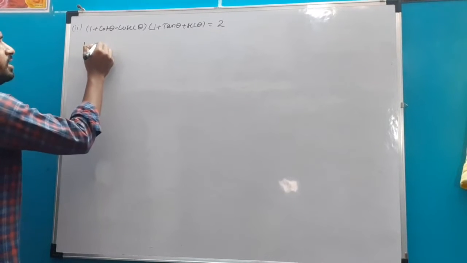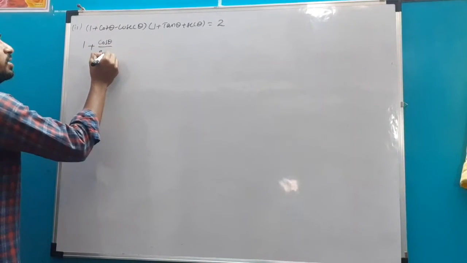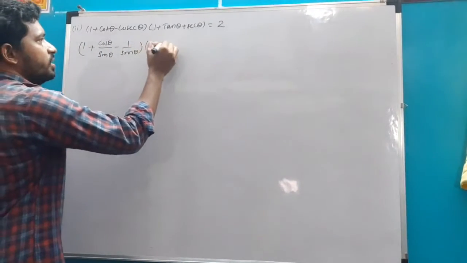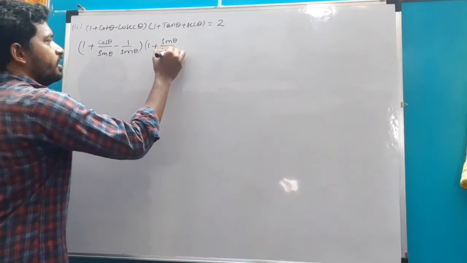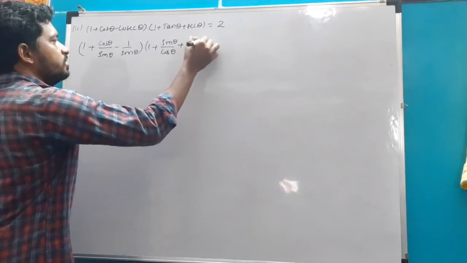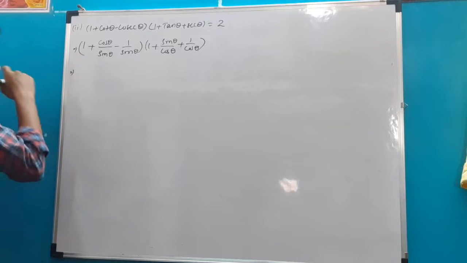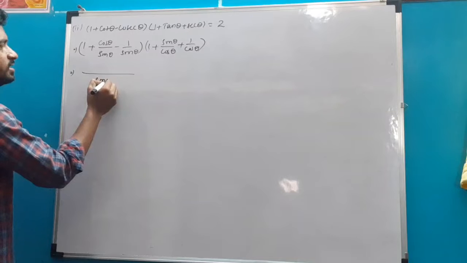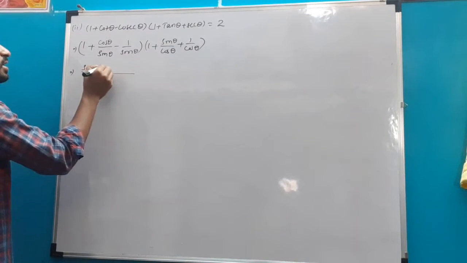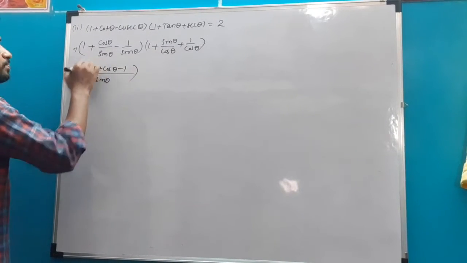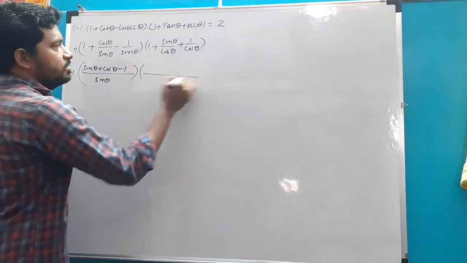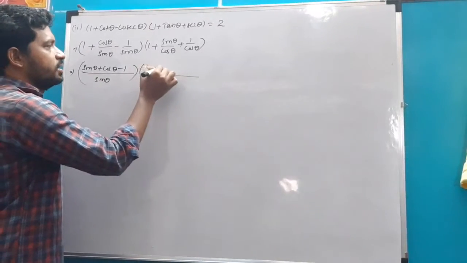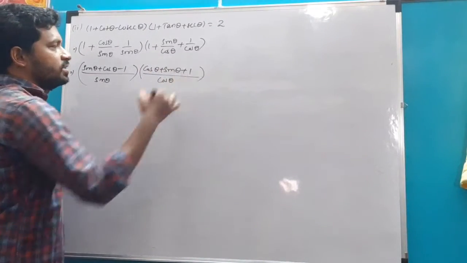So 1 plus cot theta can be written as cos theta by sin theta, and cosecant theta can be written as 1 by sin theta. Here 1 plus tan theta is sin theta by cos theta, and secant theta is 1 by cos theta. So what will the LCM become? Here sin theta is the LCM, then it will become sin theta plus cos theta minus 1. Next, what is the LCM here? Cos theta is the LCM, then it will become cos theta plus sin theta plus 1.